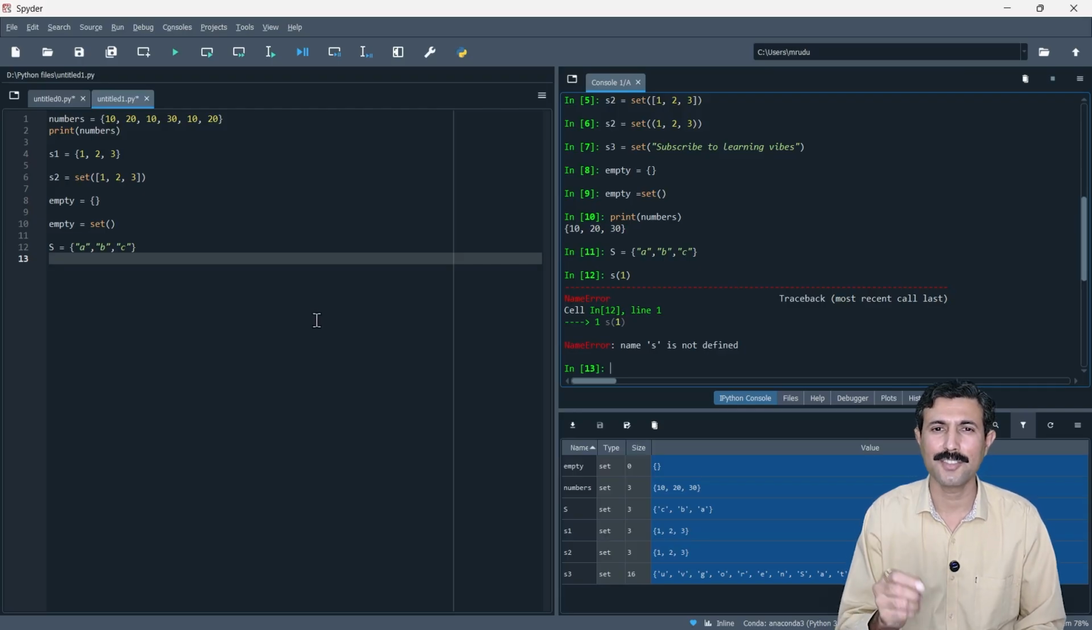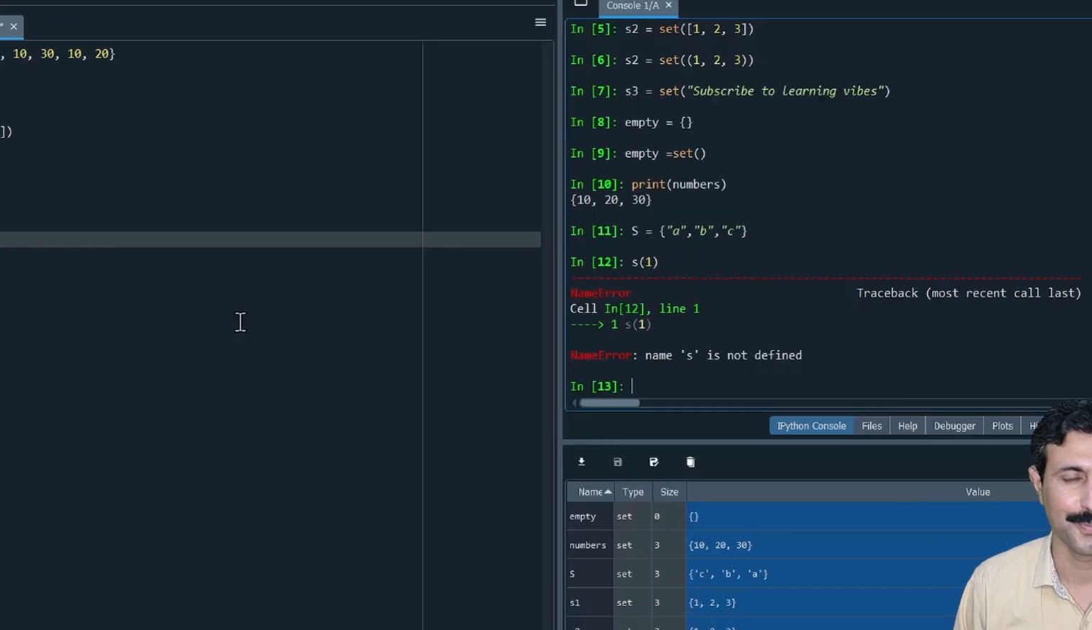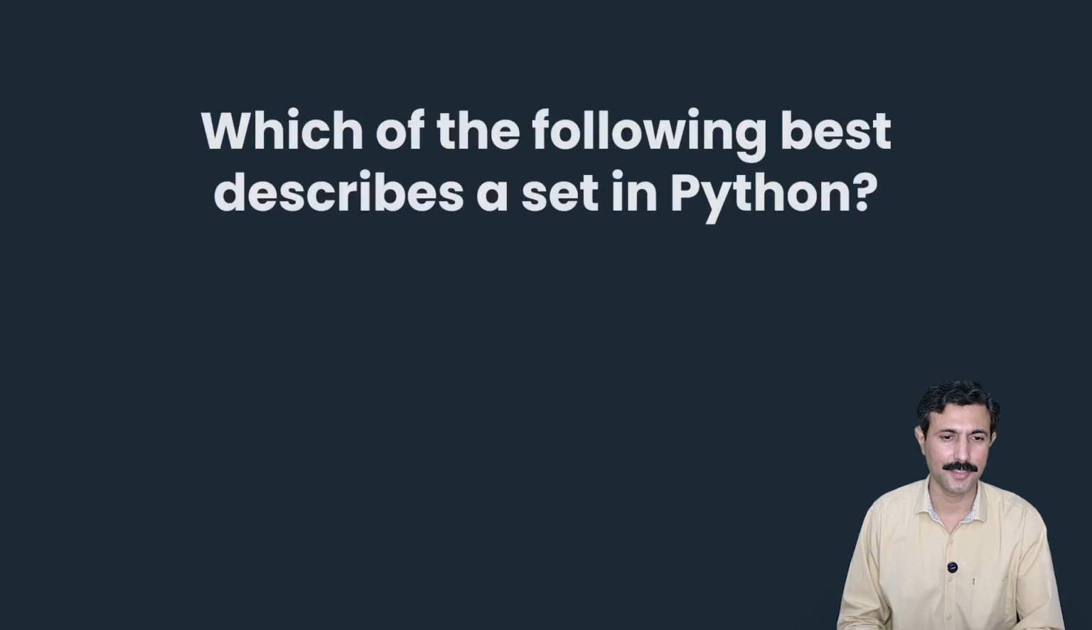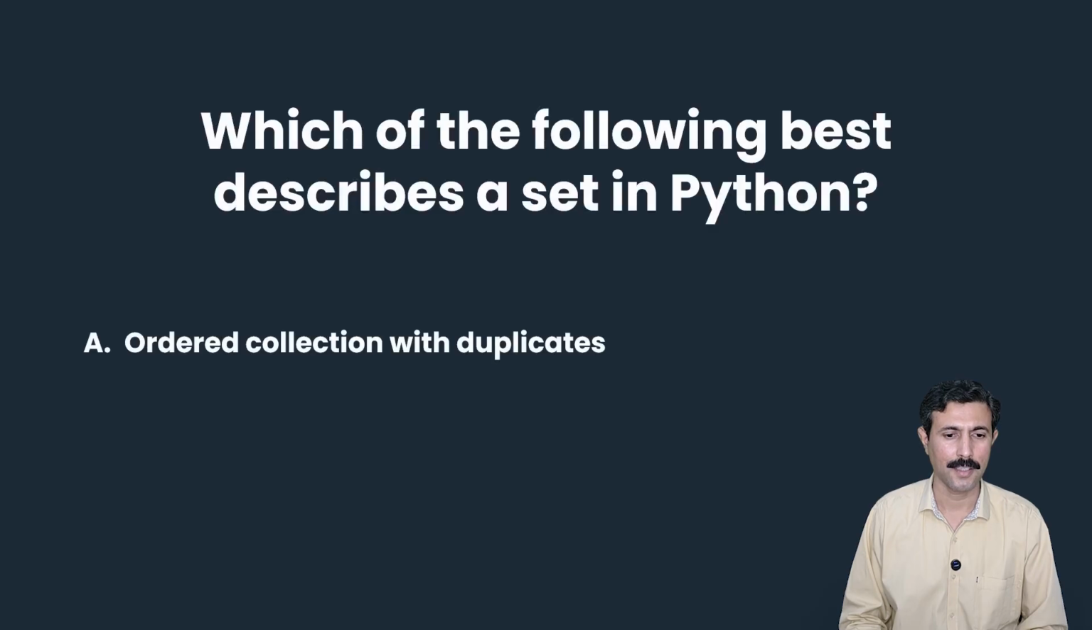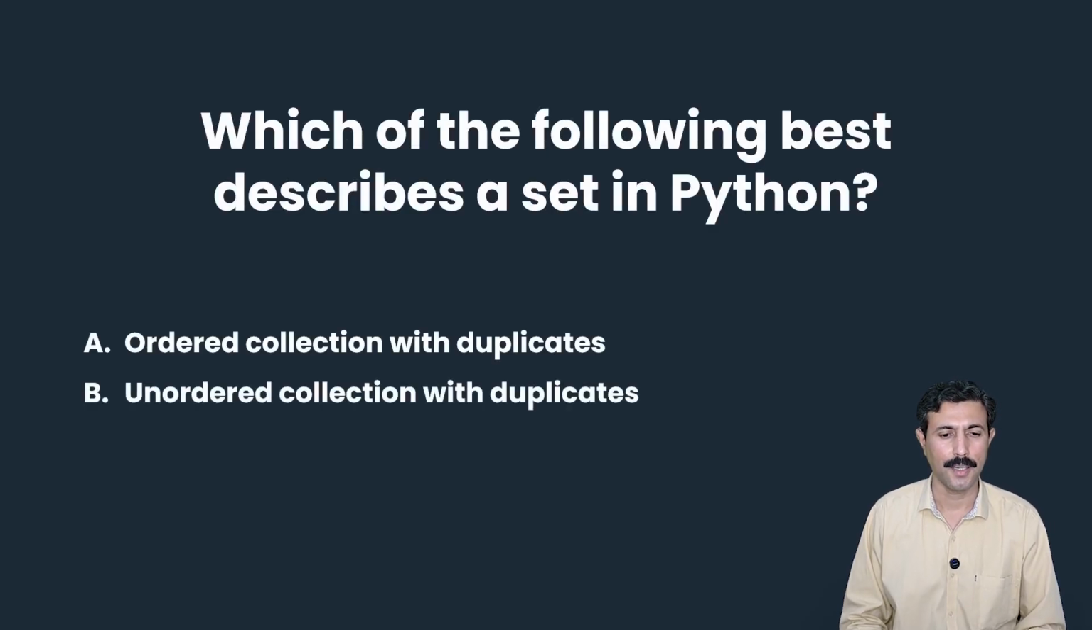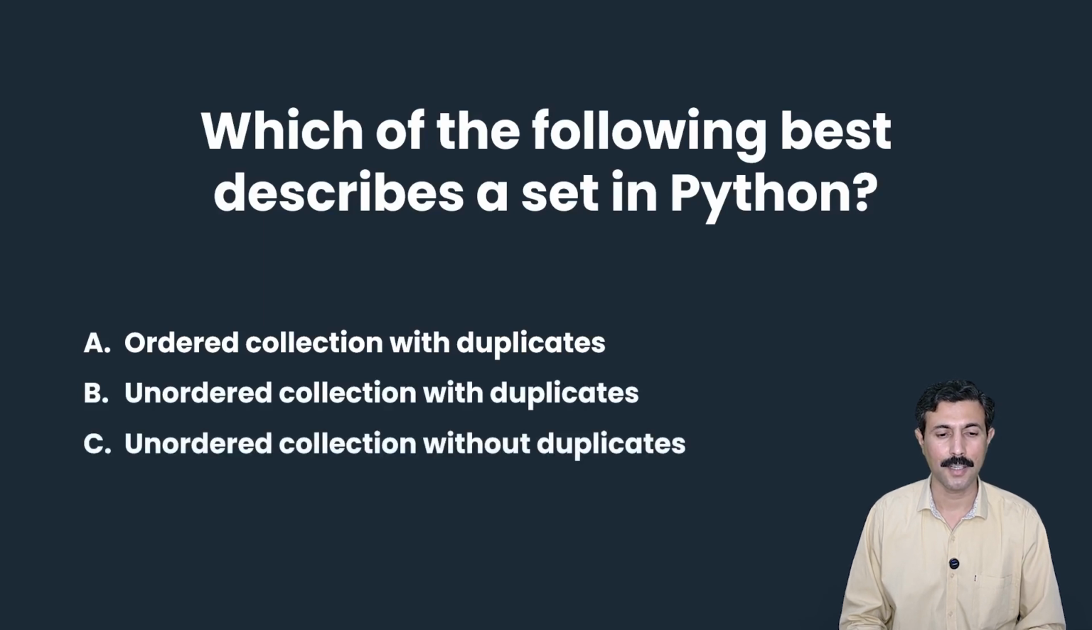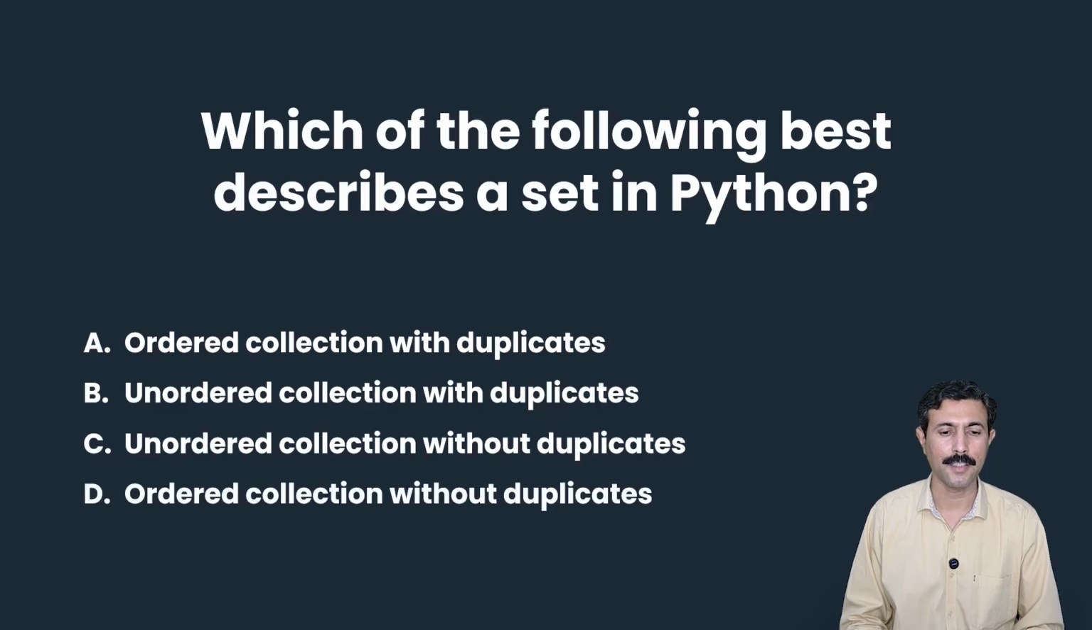Based on this, there is a quick short question for you. Your question is: which of the following best describes a set in Python? A. Ordered collection with duplicates. B. Unordered collection with duplicates. C. Unordered collection without duplicates. And D. Ordered collection without duplicates. Think over it and then write your answer in the comments.